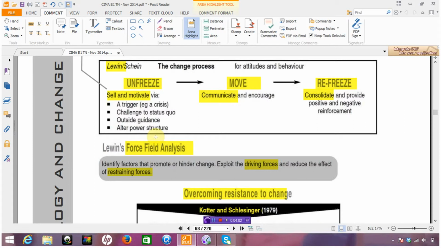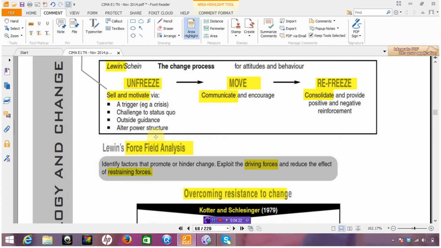And in effect, what he means by that is that there are a series of factors where a change is about to take place that will drive the change. That may well be senior management, and there may also be, or there's likely to be, a series of restraining forces. That could well be the attitude of the employees.